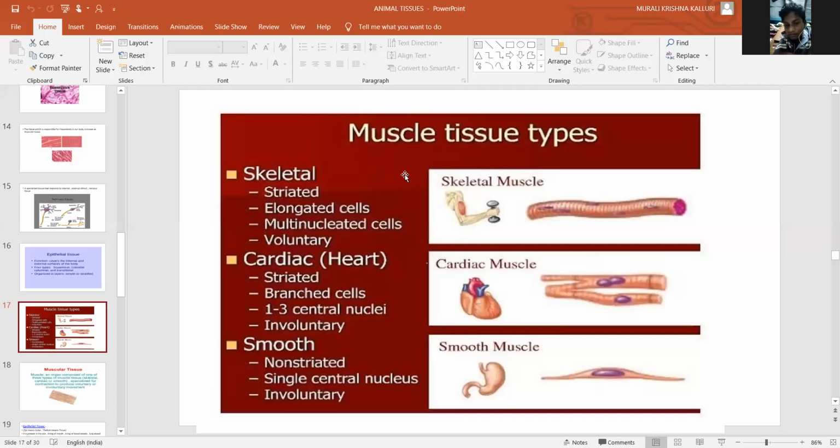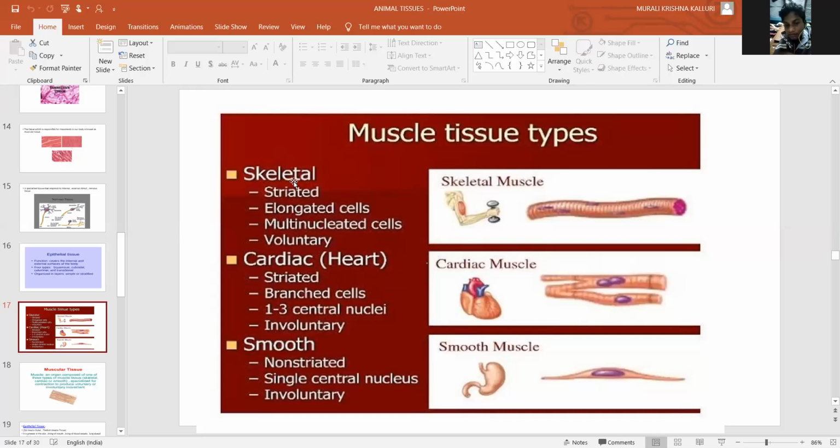Next is the muscle tissue. What are the types of muscle tissue? The muscle tissue is of 3 types. Number 1, skeletal muscle and cardiac muscle. The cardiac muscle is present in the heart. And smooth muscle.